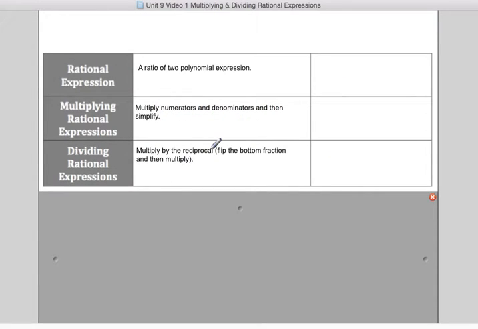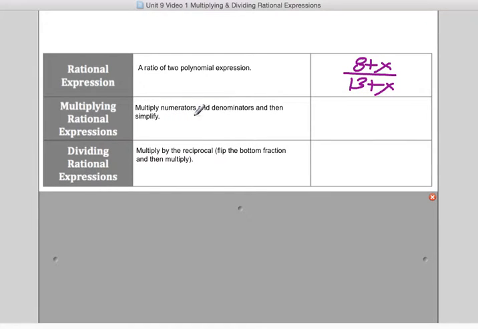Rational expressions are a ratio of two polynomial expressions, which is exactly what we just looked at. So let's just write that down as our example: 8 plus X over 13 plus X. We're going to be multiplying rational expressions today.